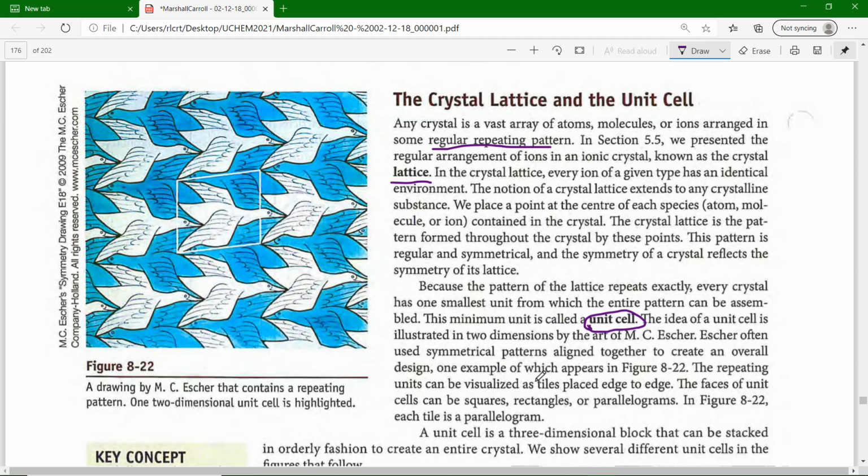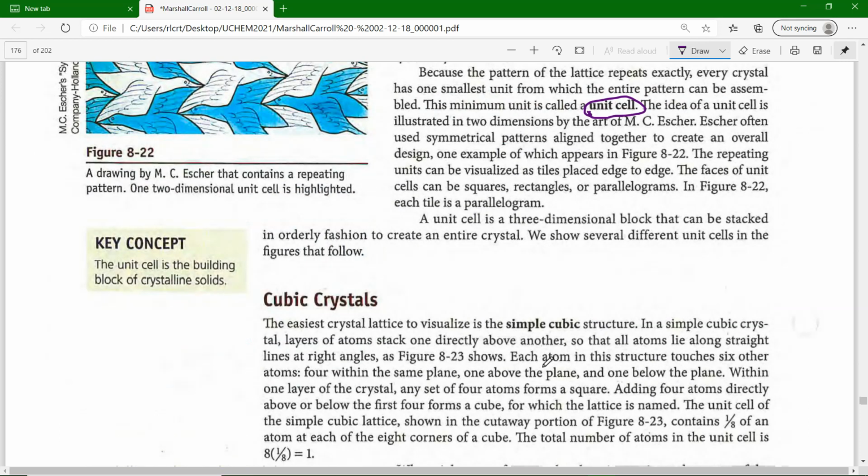We aren't talking about biology here, and we aren't talking about cell phones. We're talking about crystalline substances which have a unit cell, a repeating unit. The unit cell faces can be squares, rectangles, or parallelograms. We'll focus mostly on squares and rectangles.